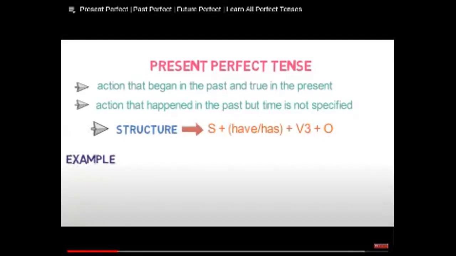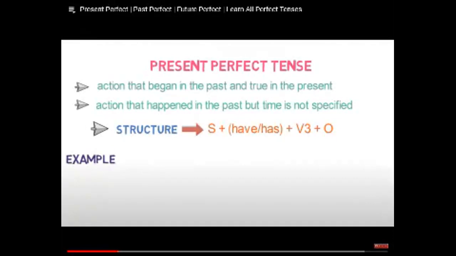What is the meaning of this line? This line means, suppose I have started my action in my past. Past means maybe it can be a minute ago, a second ago, because every second that is going by is becoming our past. Action that began in the past and true in the present means that whenever you are talking about your action which you have completed, it must be referred to the time.